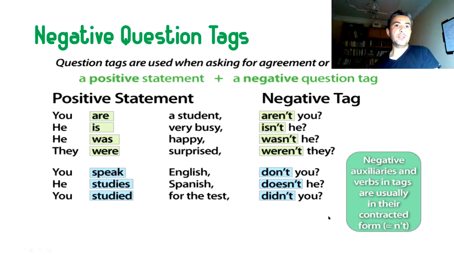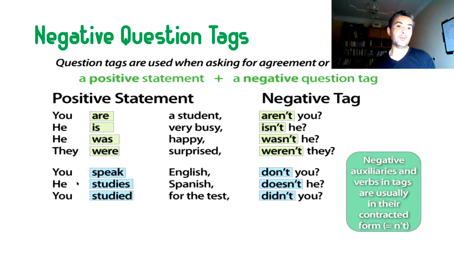Let's move to negative question tags. Here we need to have positive statements. "You are a student, aren't you?" How do you answer? Yes, I am, or no, I'm not. "He is very busy, isn't he?" "He was," simple past, "He was happy, wasn't he?" "They were surprised," past, "weren't they?" These examples are for just the verb to be.